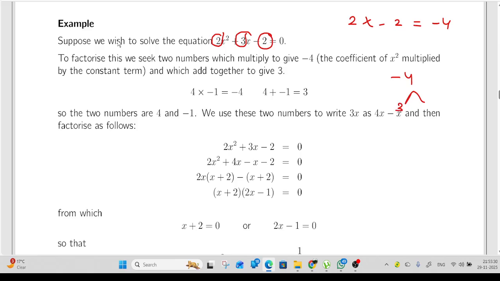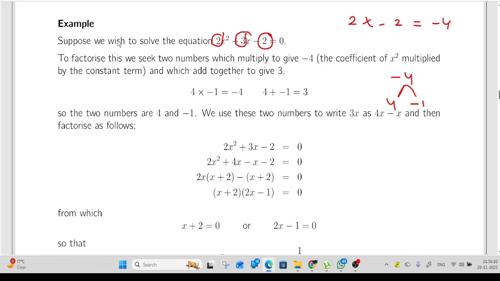If I take 4 and 1, 4 times 1 is 4, but I need negative 4. So if I take negative 4 times 1, that's negative 4, and if I add them, I get negative 3. So that's not going to work. I need positive 3. As you can see here, this is positive 3. So if I make my 4 positive and negative 1, right? Because the bigger number should be positive to make 3 positive. So this is going to work.